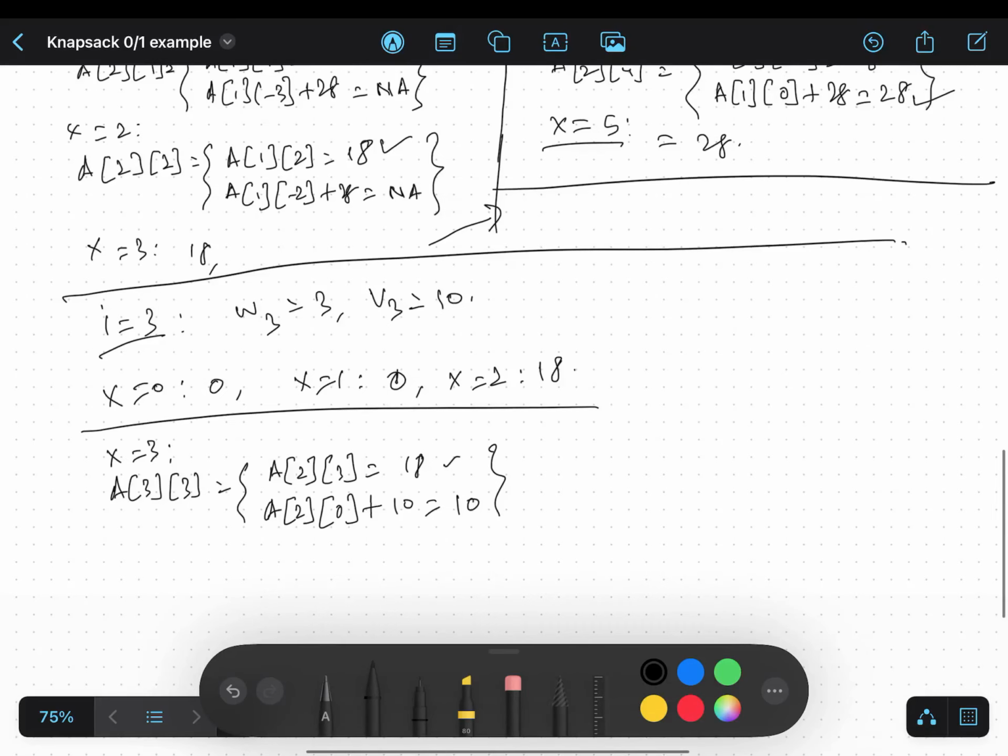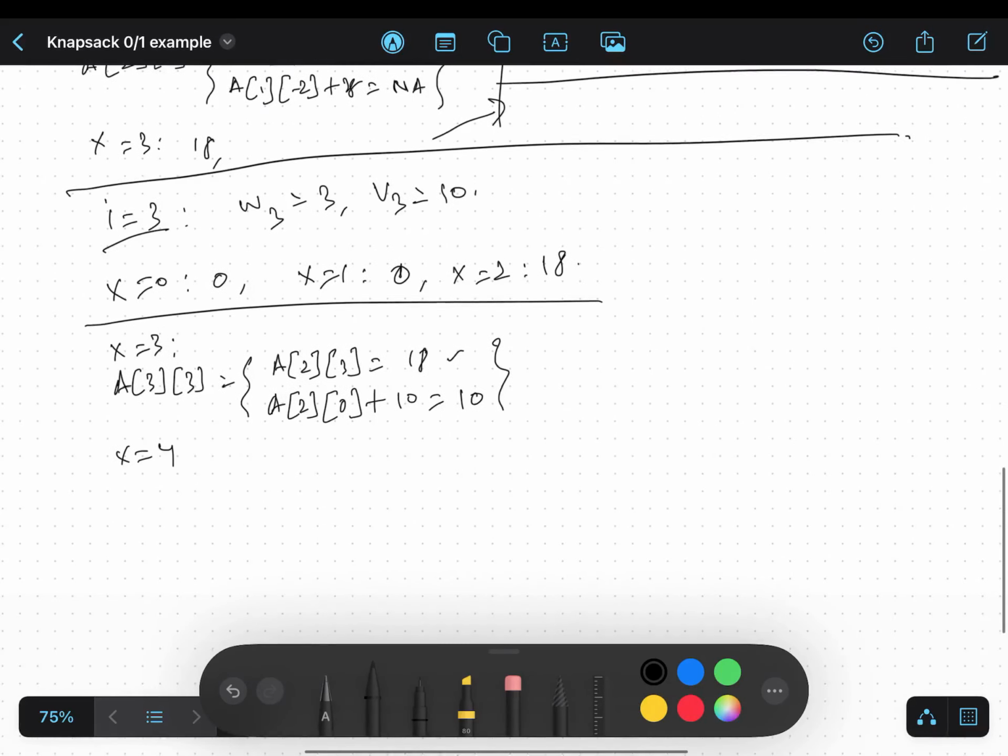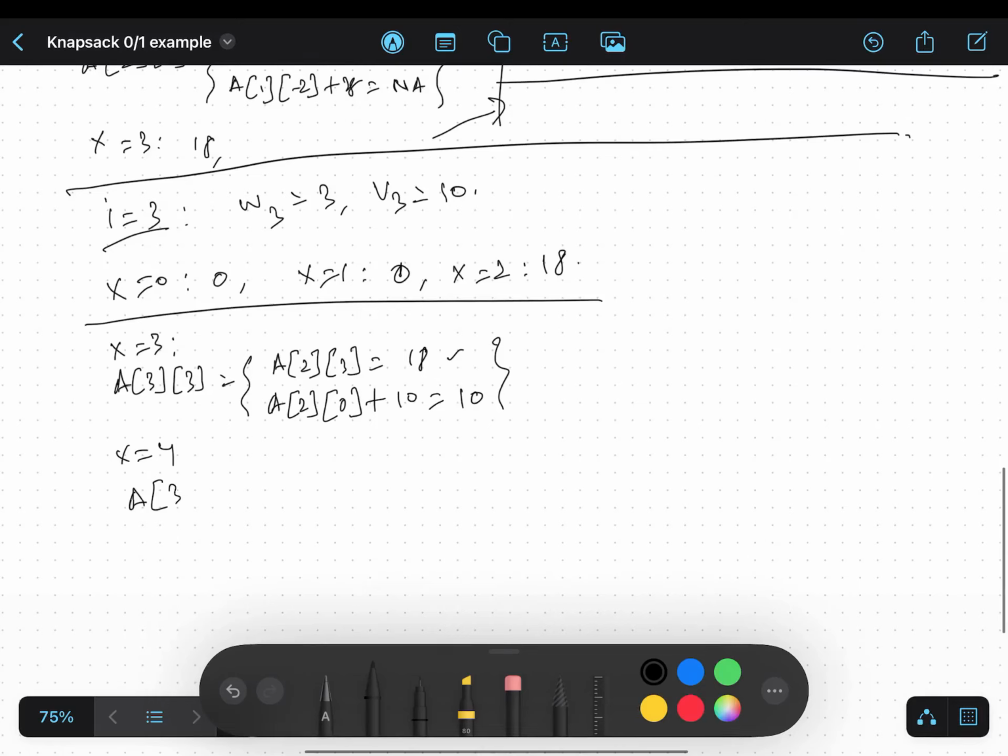Let's do for x is equal to 4. So then A3 4, max of A(i-1), which is A2 4, is 18. And A(i-1) is 2, and 4 minus 3 is 1.